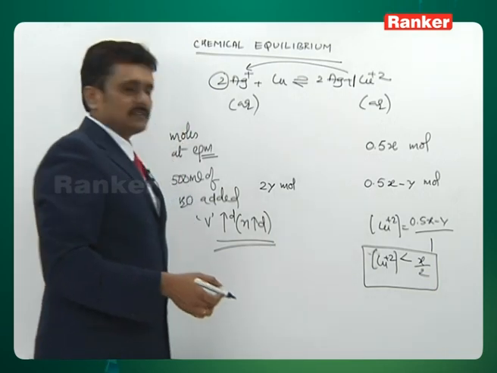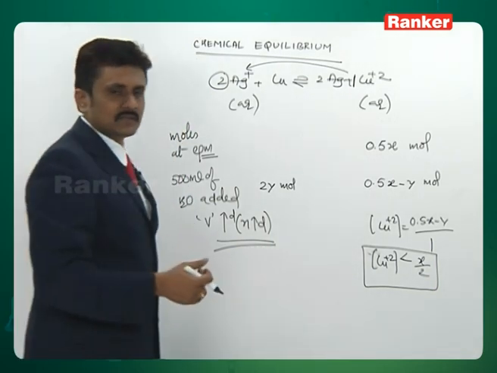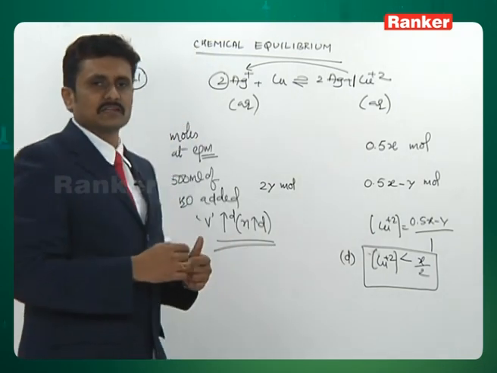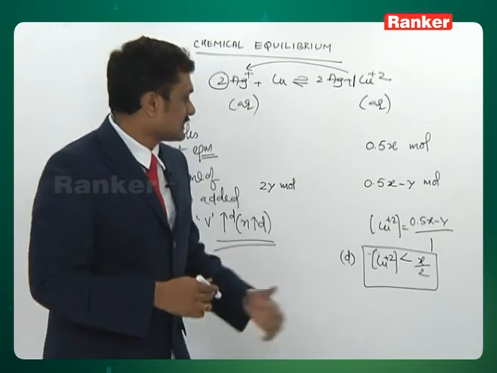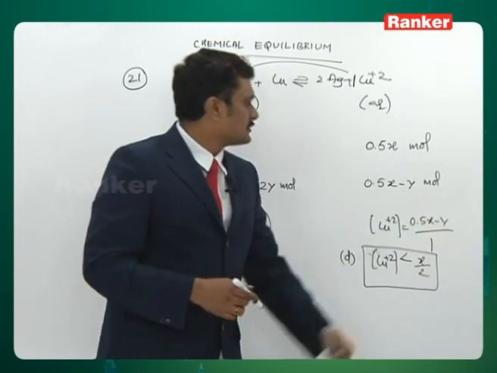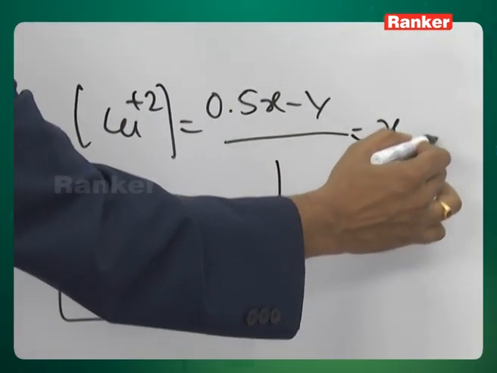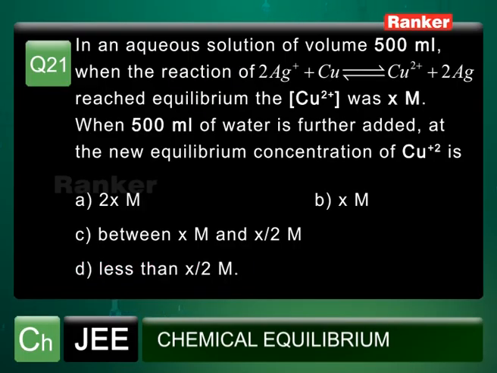I mean to say the correct option for this question will be option D, where the concentration of Cu+2 at new equilibrium is less than x by 2, that is x by 2 minus y. You can see here this value is equal to x by 2 minus y. So the new equilibrium concentration of Cu+2 will be less than x by 2.